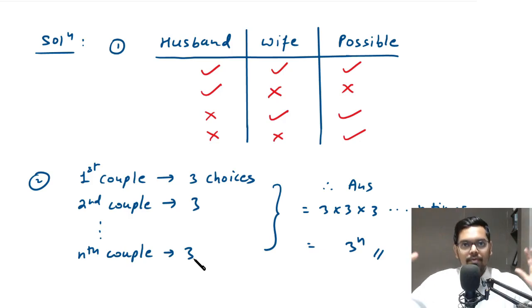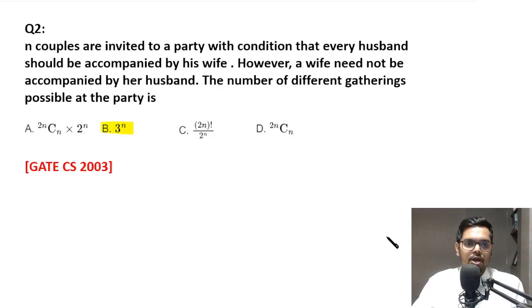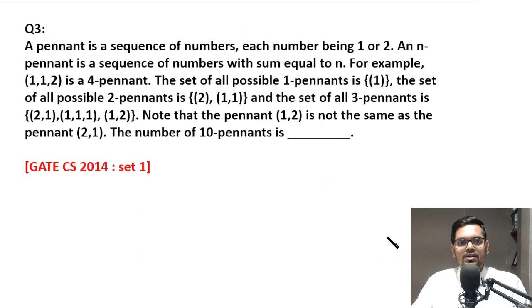Everyone should come in the party. Since AND is there, multiplication will happen. So 3 into 3 into 3 into 3 up till n times, it would be 3 to the power n. Okay, so the answer is option B. Understood? Let us go to the next question.